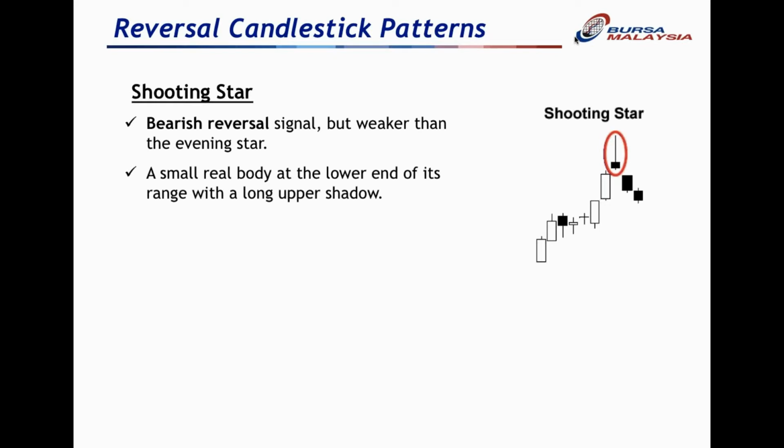And color is not important. Sometimes a shooting star can be white, sometimes it can be black. And an ideal shooting star has a real body which gaps away from the prior real body.